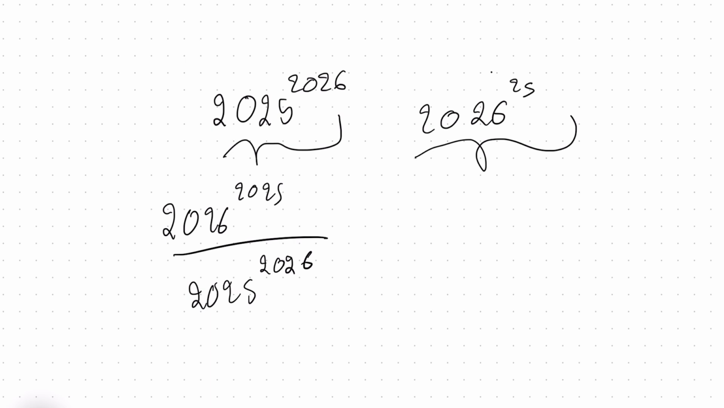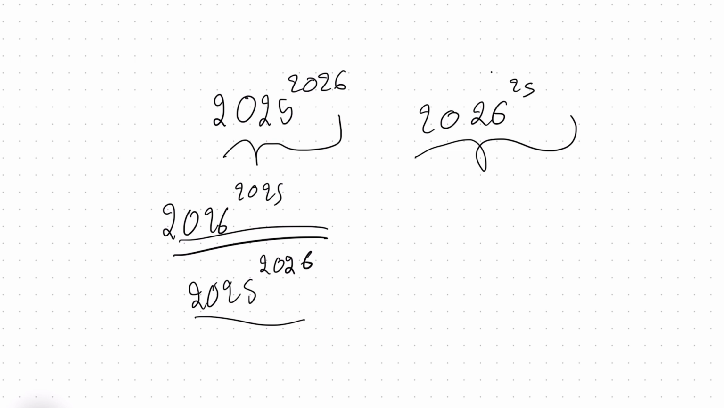And if this fraction ends up being bigger than 1, then this means that the denominator is larger, and therefore 2026 to the power of 2025 is bigger. And if this fraction gives me a result that is less than 1, I'm going to see that 2025 to the power of 2026 is the larger number. So let's simplify this fraction in order to figure this out.